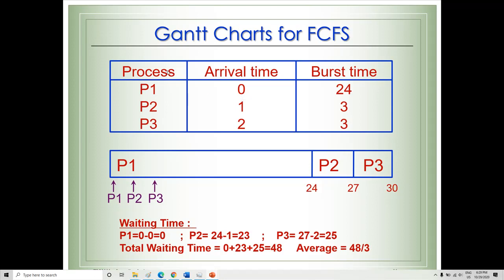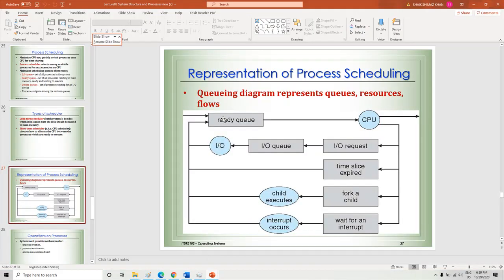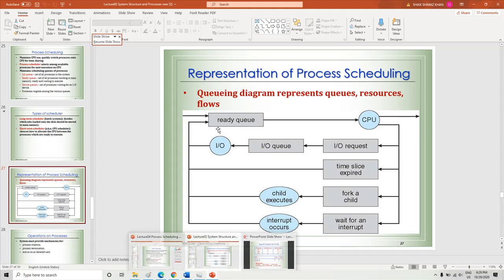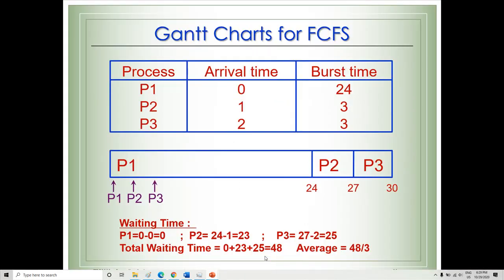So, let us assume there are three processes P1, P2 and P3. They are waiting in the ready queue, the ready queue which we have discussed just now. They are waiting for the CPU. Now, which process would get the CPU first, which process would get the CPU second, that would be decided by the scheduling algorithm. Example, FCFS, and this FCFS belongs to the non-preemptive category.